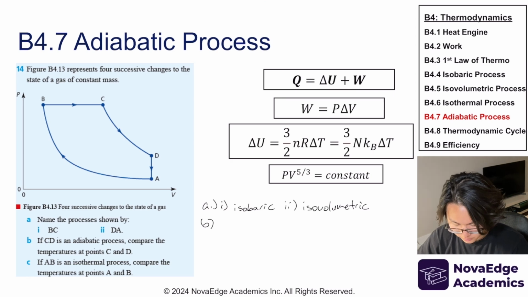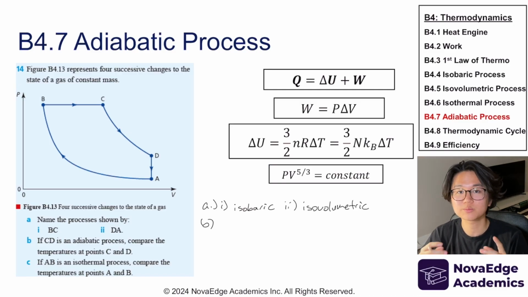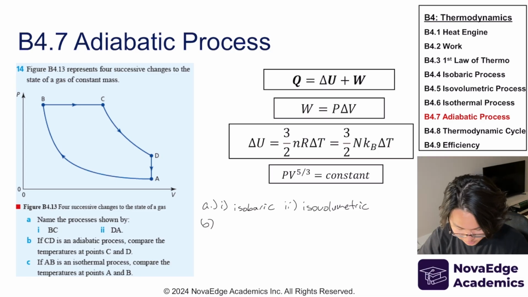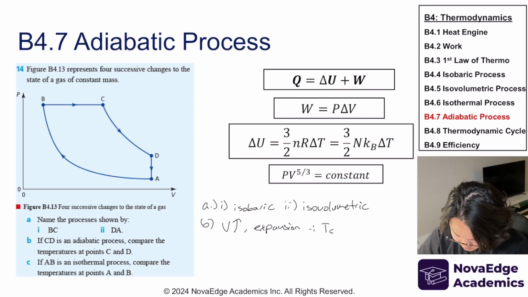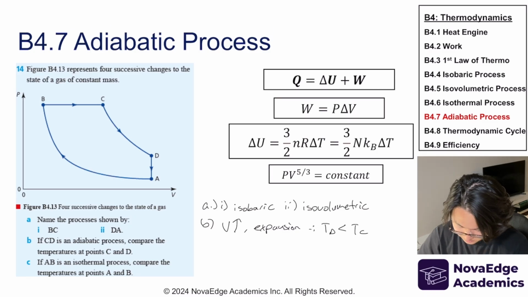So how do we know if the temperature at D is bigger than C? Well, we have to determine whether it's a compression or expansion. And always remember, if the gas is expanding, it's also decreasing in temperature. If you're compressing, then it should be increasing in temperature. So how do we know which one is compression or expansion? Well, this process leads to a bigger volume. If the volume is increasing, then it's an expansion. Therefore, TD is lower than TC.